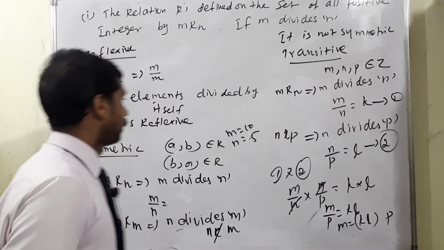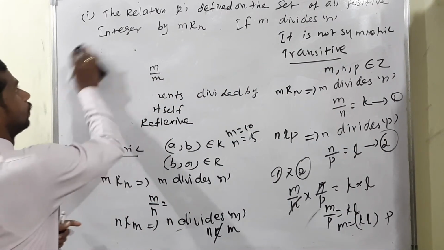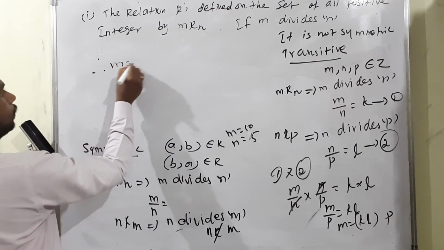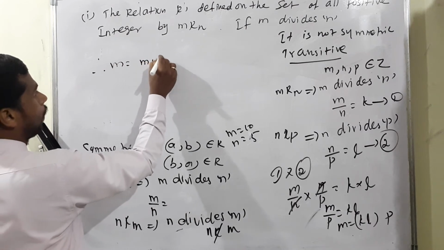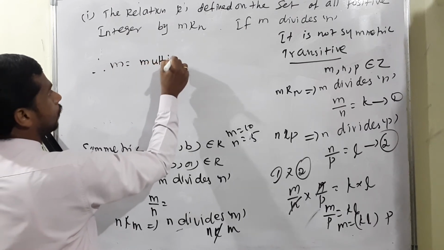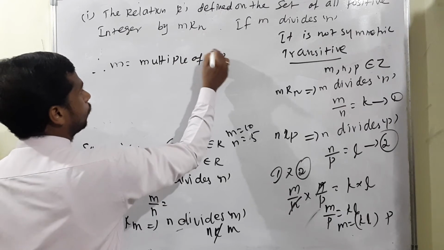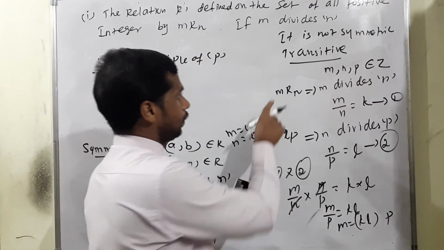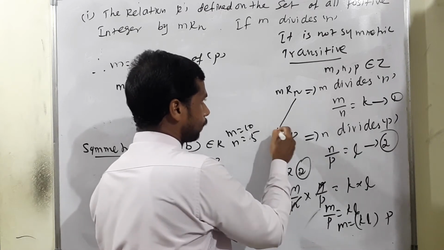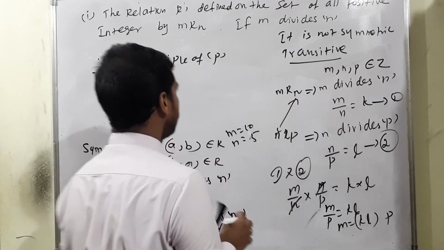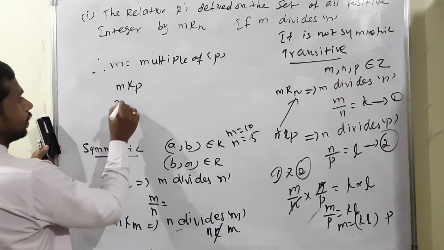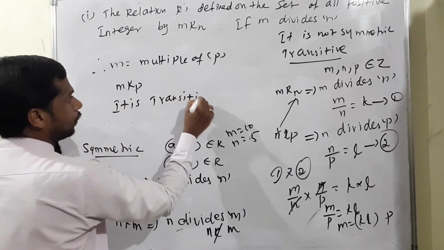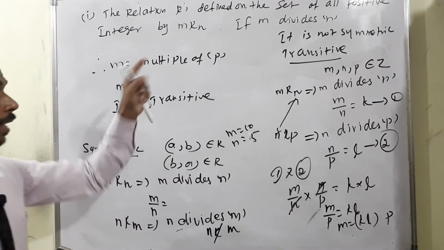Therefore m is equal to a multiple of p. Multiple of p means definitely we can say m related to p. So m related to n and n related to p means definitely m related to p, so it is transitive.